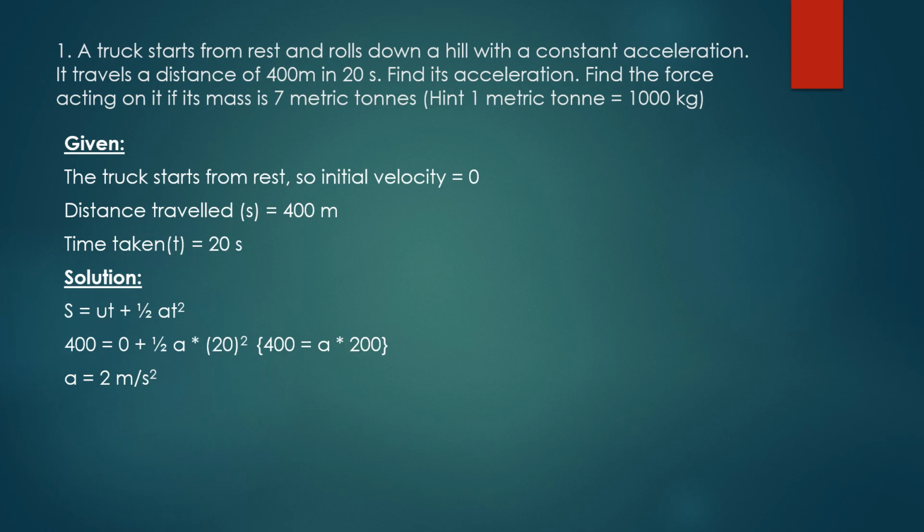Then the next one, we need to find the force here. They have given the mass, and the force we need to find. The formula F is equal to ma is what we are going to use. Your mass is 7 metric tons. 1 metric ton is 1000 kilograms, so we have to multiply 7 into 1000. We get the mass of the truck as 7000 kilograms.